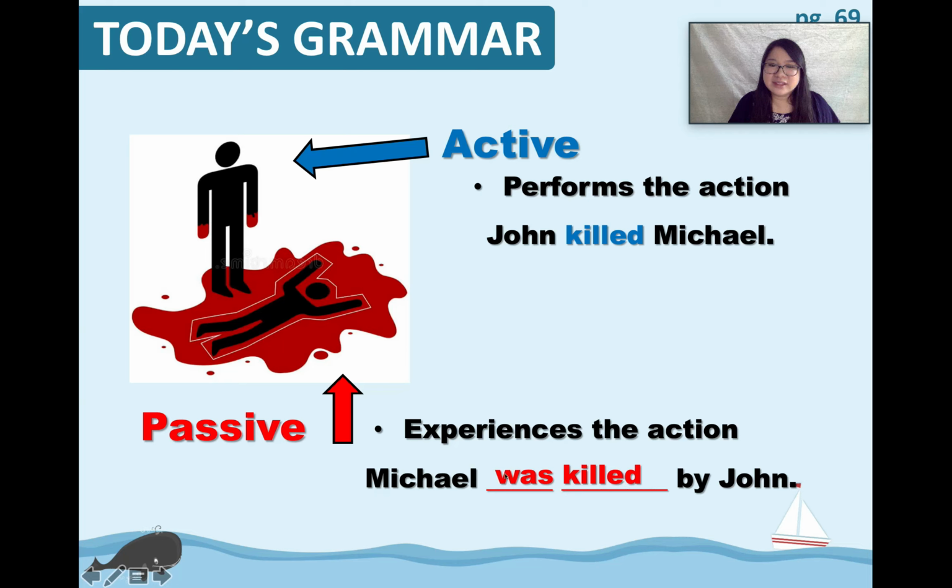So Michael is not killing. He experiences the killing. We can use this sentence to describe where something was made. For example, my Samsung phone was made in Korea. Romeo and Juliet was written by Shakespeare. We're describing an action that happened to the subject. And when we use the passive voice like this, it changes the emphasis of the sentence.